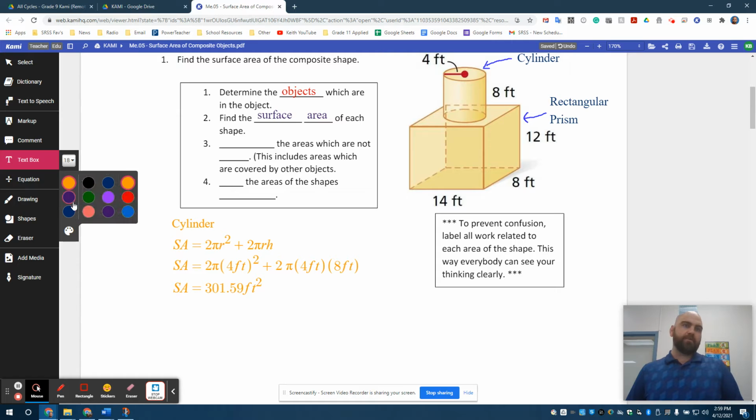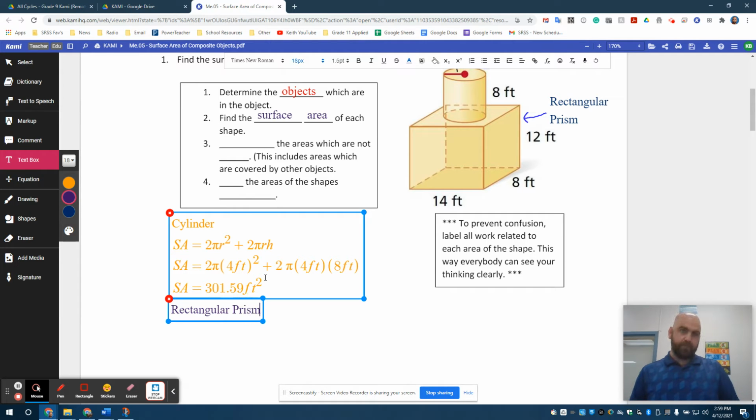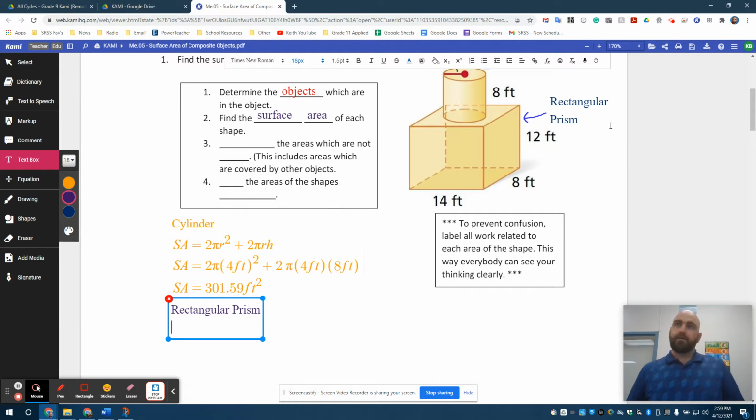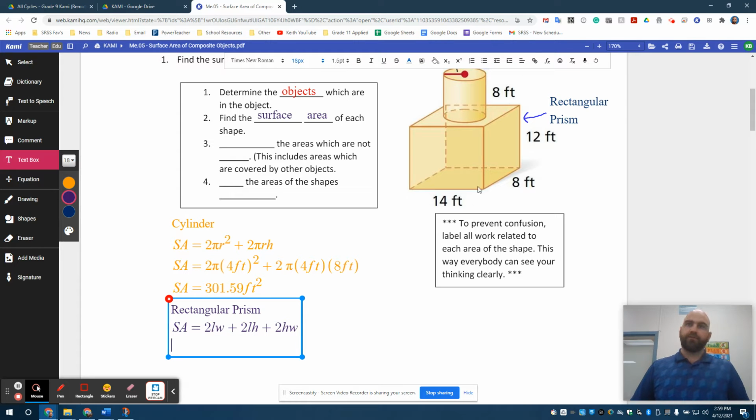Now let's do the rectangular prism. I'm going to change the color with which I'm using. So for the rectangular prism, the formula is surface area is equal to 2 times length times width plus 2 times length times height plus 2 times height times width. There's our formula for it.